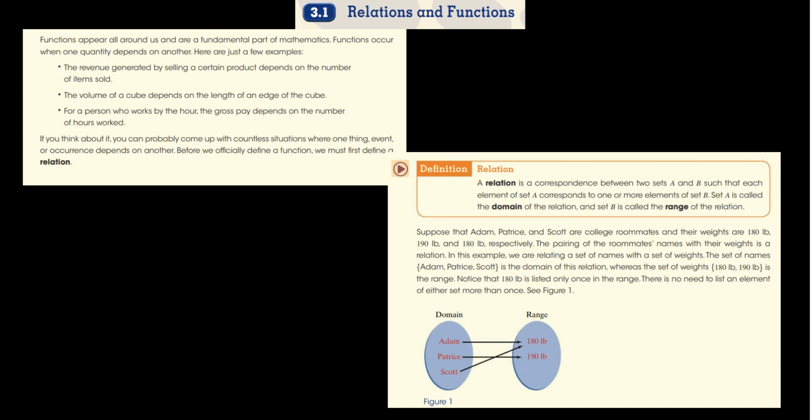Okay. So this reads: suppose that Adam, Patrice, and Scott are college roommates, and their weights are 180, 190, and 180 respectively. The pairing of the roommates' names with their weights is a relation, right? We're relating the name with the weight. In this example, we're relating a set of names with a set of weights. The set of names Adam, Patrice, Scott is the domain of this relation, whereas the set of weights is the range, right? That's all there is to it. It's relating one thing to another. Relation, relate. The words are right there, right?